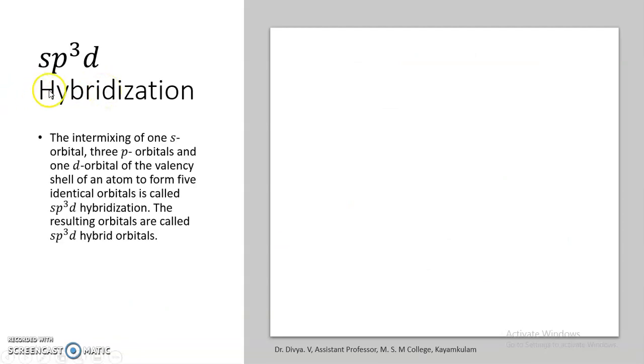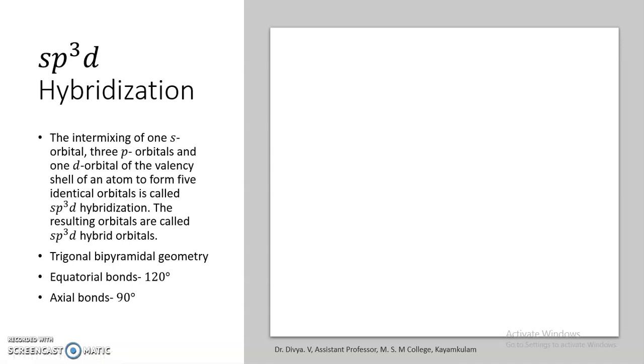Now the second type of hybridization is sp3d hybridization. Here, the intermixing of one s orbital, three p orbitals and one d orbital of the valence shell of an atom forms five identical orbitals, called sp3d hybrid orbitals. They have trigonal bipyramidal geometry, and in sp3d hybridization we can see two types of bonds: equatorial bonds and axial bonds. In this hybridized molecule, the equatorial bonds make a bond angle of 120 degrees and the axial bonds make an angle of 90 degrees with the equatorial bonds.